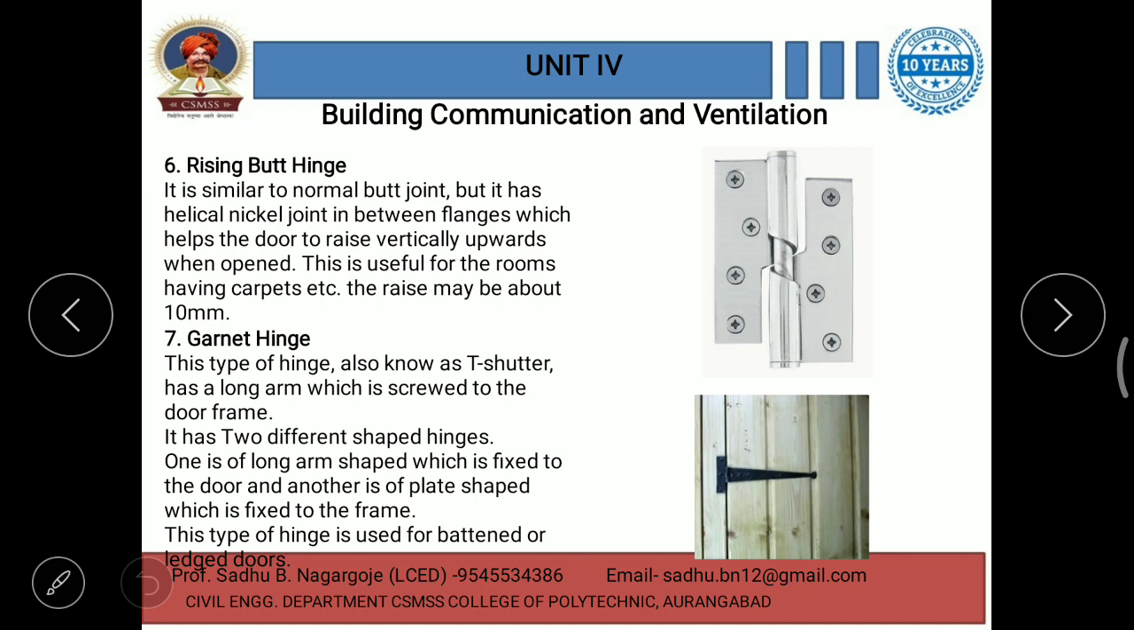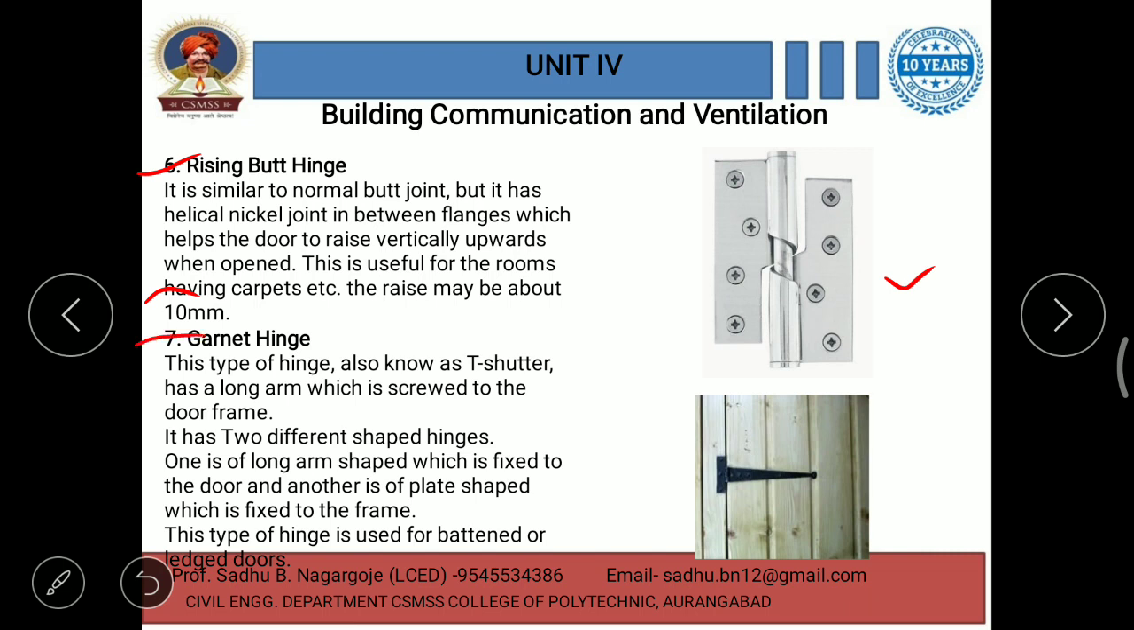Then the sixth type of hinge is the rising butt hinge. It is similar to a normal butt hinge, but it has a helical joint in between the flanges and helps the door to rise vertically upwards when it opens. This is useful for rooms having carpets. The rise may be about 10 mm. These are the rising butt hinges.